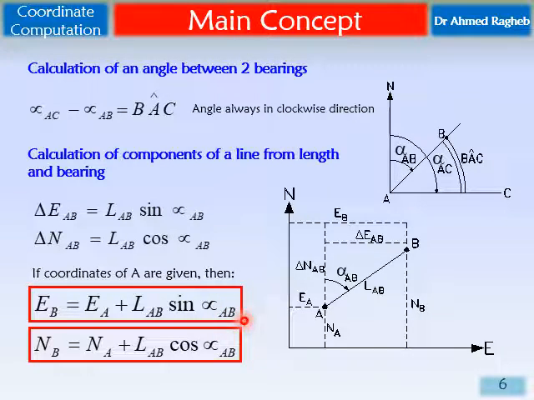What's the difference between angle and bearing? The angle is between any two lines, while the bearing is an angle between two lines, but one of them is the north direction.